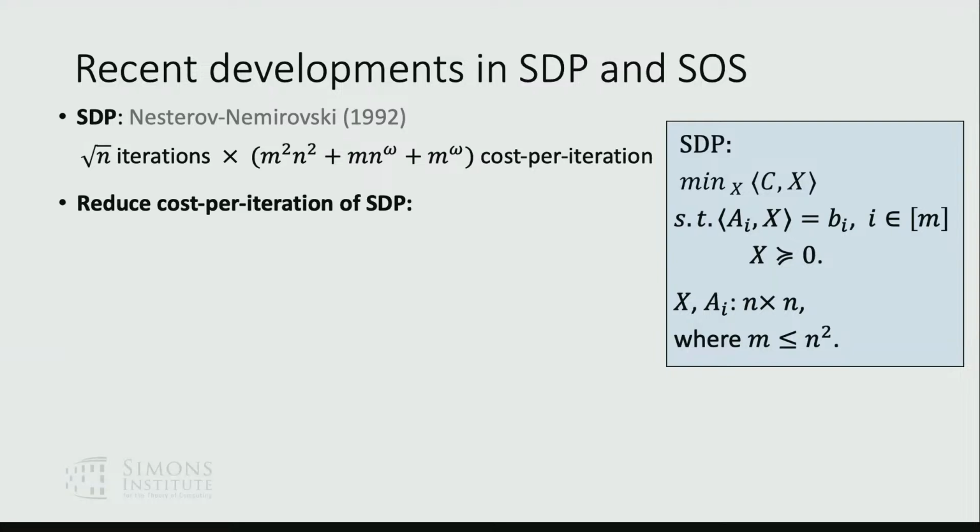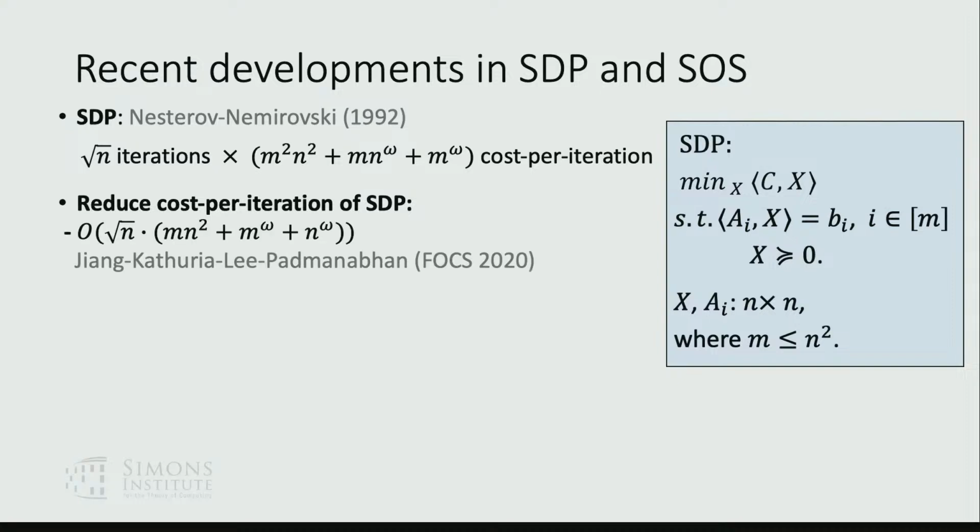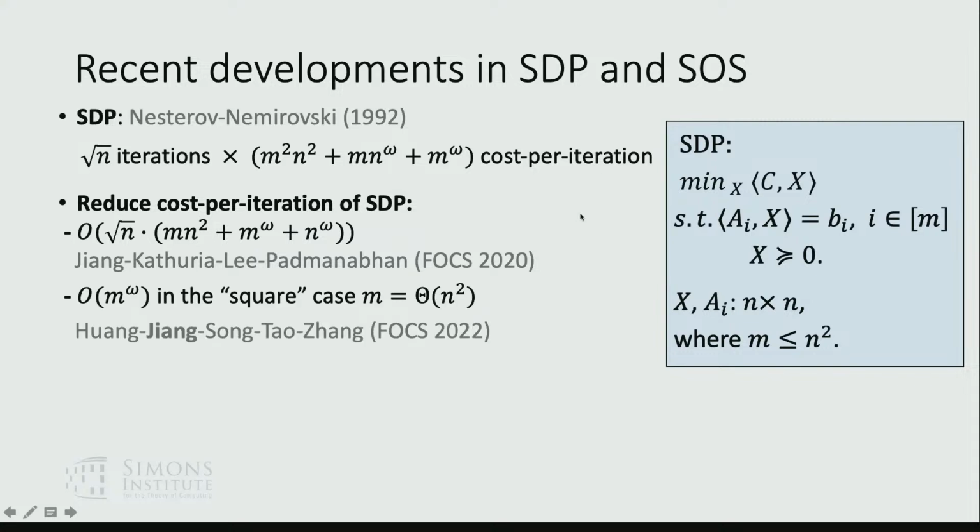And then there has been recent follow-up research about reducing the cost per iteration for SDP. One paper in 2020 showed that you can improve the cost per iteration to m n squared plus m to the omega plus n to the omega. And a later paper by myself and other collaborators shows that in some regime, we can further improve upon this previous paper.